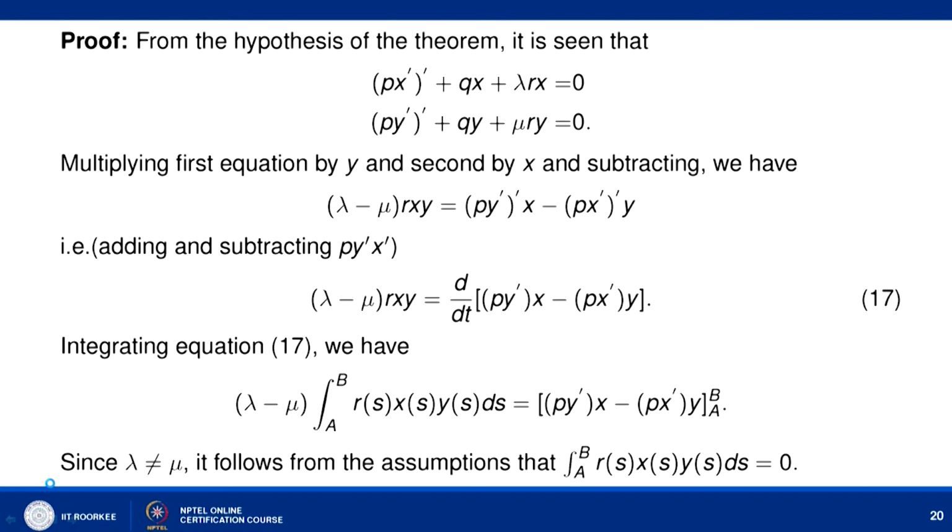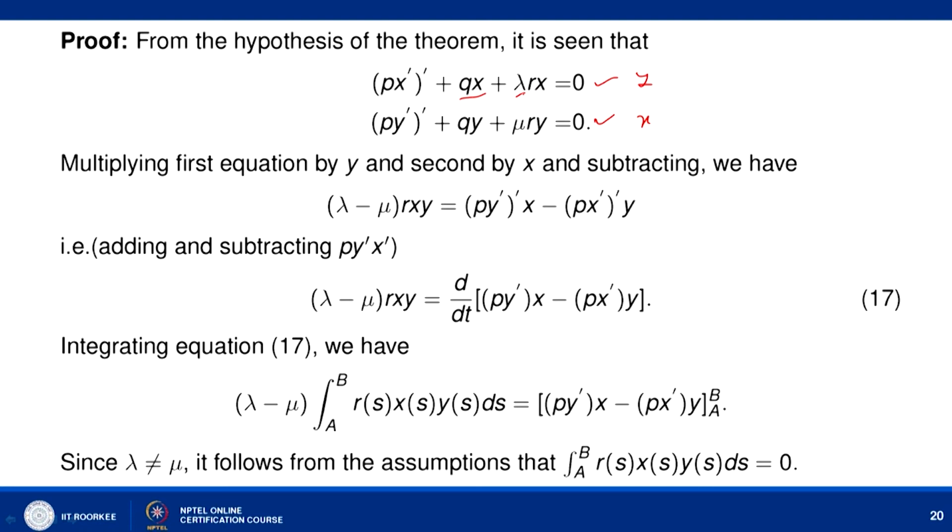From the hypothesis of the theorem we know that corresponding to lambda, x is the solution of this Sturm-Liouville equation, so (p x dash) dash plus q x plus lambda r x equal to 0, and (p y dash) dash plus q y plus mu r y equal to 0. So, that is what is given here, that x is a solution of this and y is a solution of this. Now, simplify this by multiplying the first equation by y and the second equation by x and subtracting. When you do that, the term q x y minus q y x will be cancelled out.